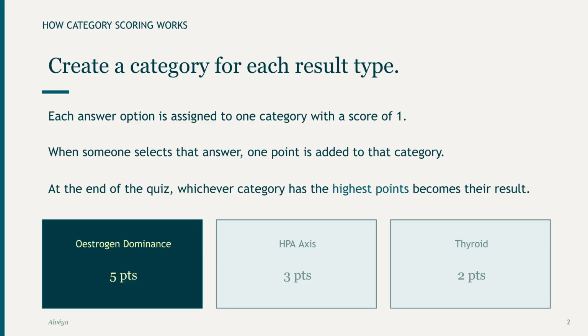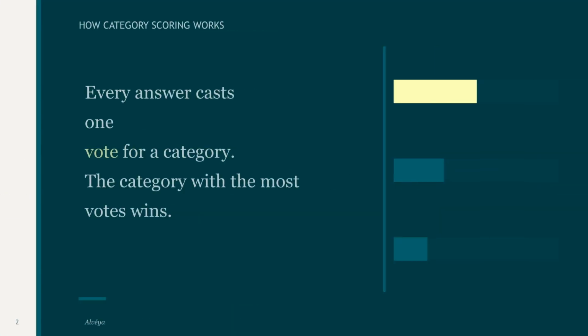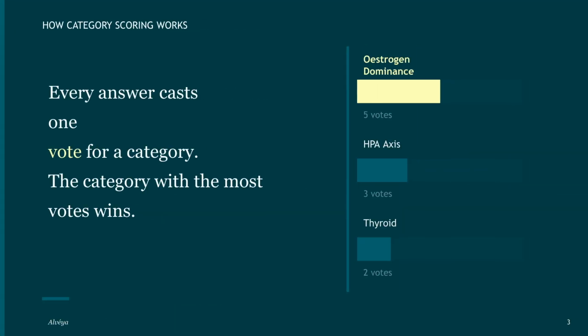Each answer option in your quiz is then assigned to one of those categories with a score of 1. When someone selects that answer, 1 point is added to that category. At the end of the quiz, whichever category has accumulated the highest points becomes their result. That's the whole logic. Points accumulate per category as answers are selected, and the winning category determines the result.